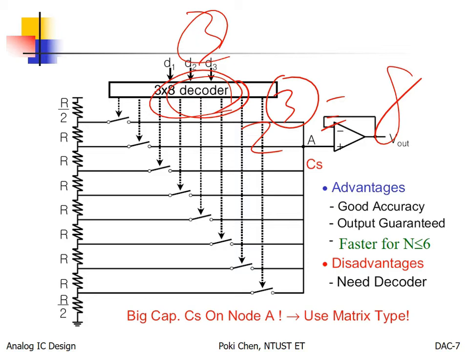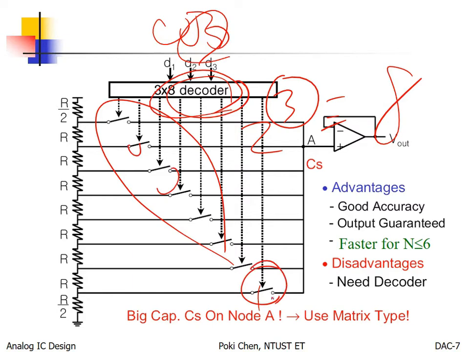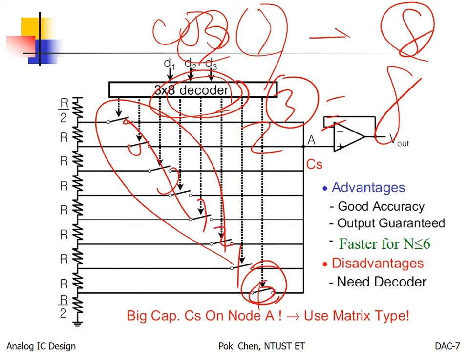Anyway, if all those inputs are 0, then this one will be 1 and all the others will be 0. It means the lowest switch will be turned on and all the others will be off. That's 3 to 8, right? Never mind what the input is, only one of the 8 switches will be turned on. All the others will be off. So you can guess this is the minimum 0 here, then 1, 2, 3, all the way. Bingo, that is very good. Only one of the switches will be turned on to select the proper node voltage to be connected to the output, right?